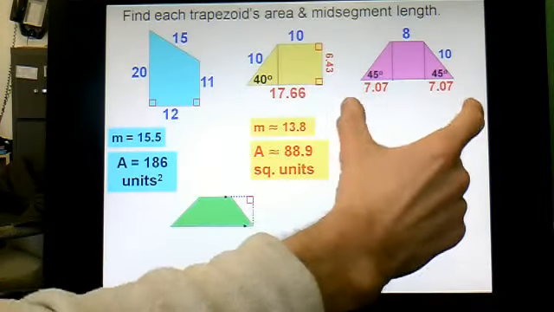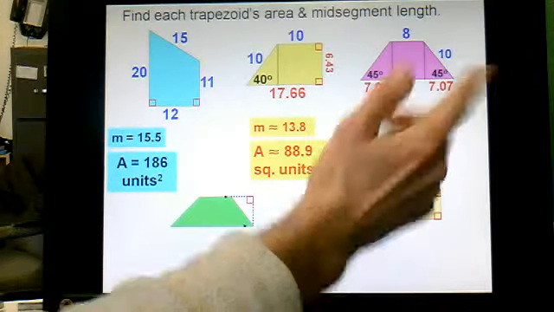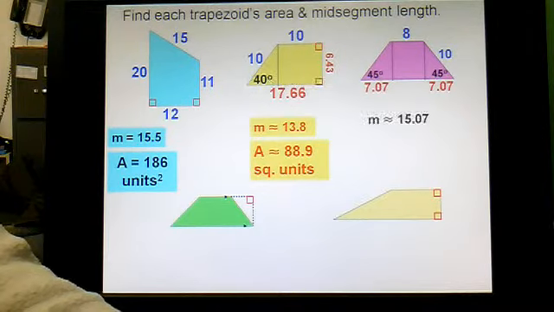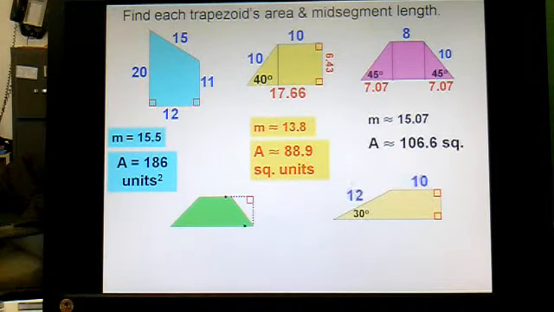So the whole length of this would be 7 plus 7 plus 8, which is the entire base length on there. You should eventually end up with about 15 for the mid-segment and about 106 for the area.